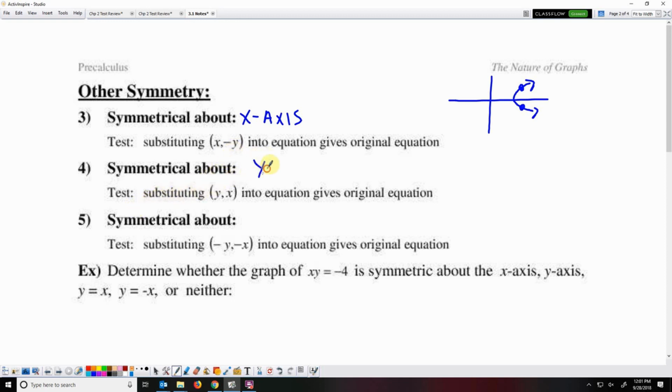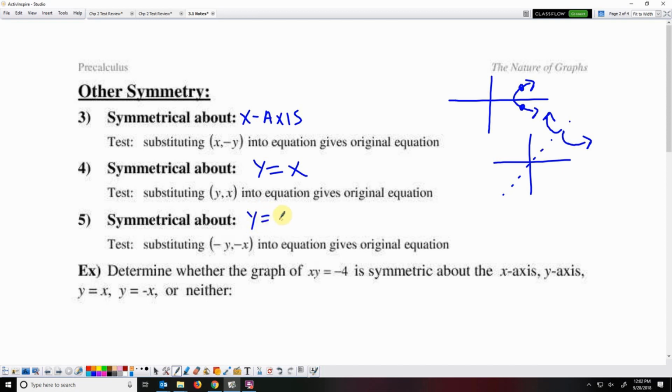Symmetric about y equals x. So here's y equals x. You could have a graph that maybe looks like this. Okay, so that's got symmetry about y equals x. If y equals x, then x equals y, so every y and x can be substituted with the opposite. So every x can become a y, every y can become an x, and we'll still be able to simplify it mathematically to the same original equation.